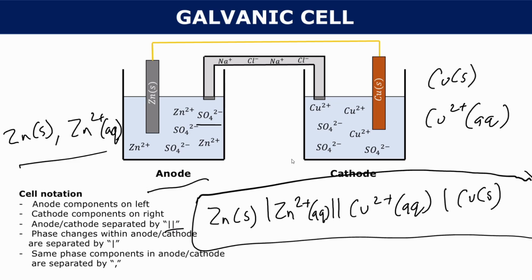If we didn't have a phase shift, then we would just use a comma instead of that single vertical line here.